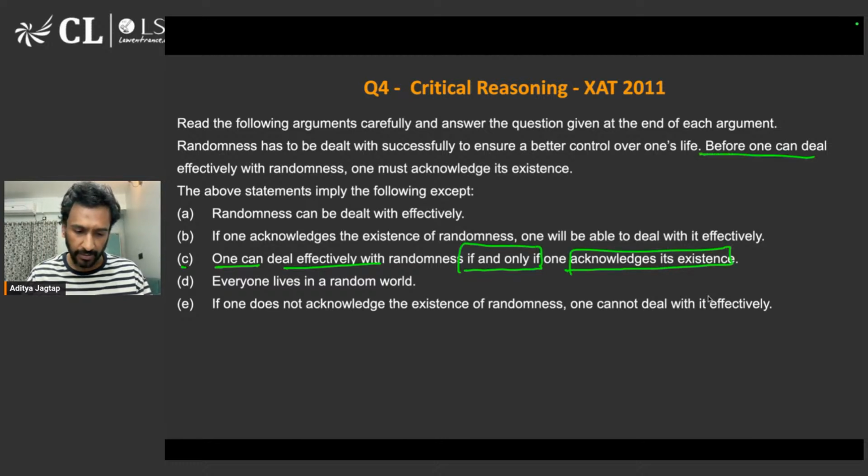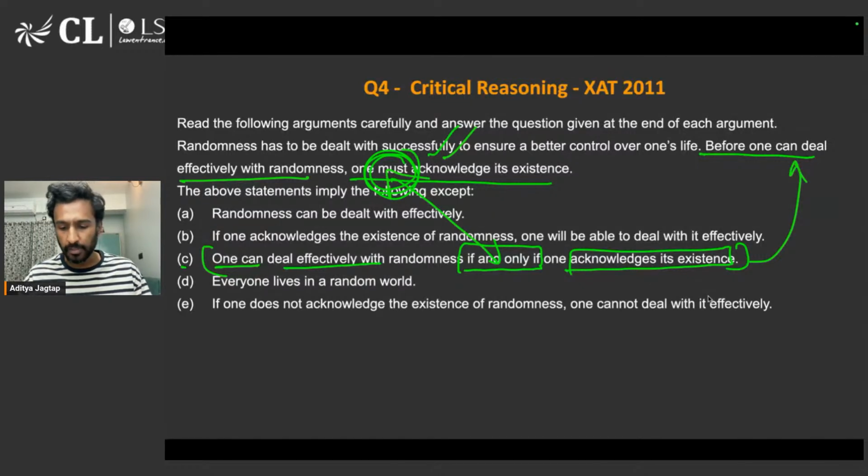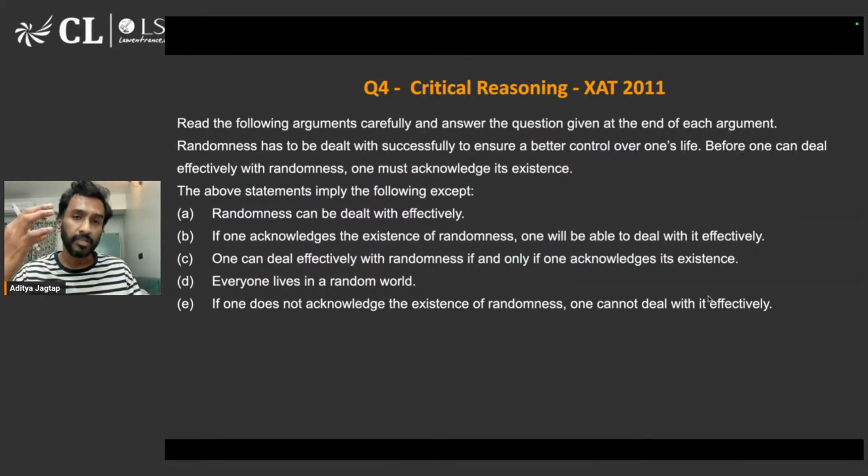So this is a rewording or a subset of this sentence. Before one can deal effectively with randomness, one must... The "if and only if" is coming from the word "must," which is mentioned in the passage. If you remember, we needed to infer that it has rained outside. We needed two pieces of evidence. Here, we need this piece of evidence to say "if and only if." Option C is a valid inference. So these are valid inferences, they're not our answers.